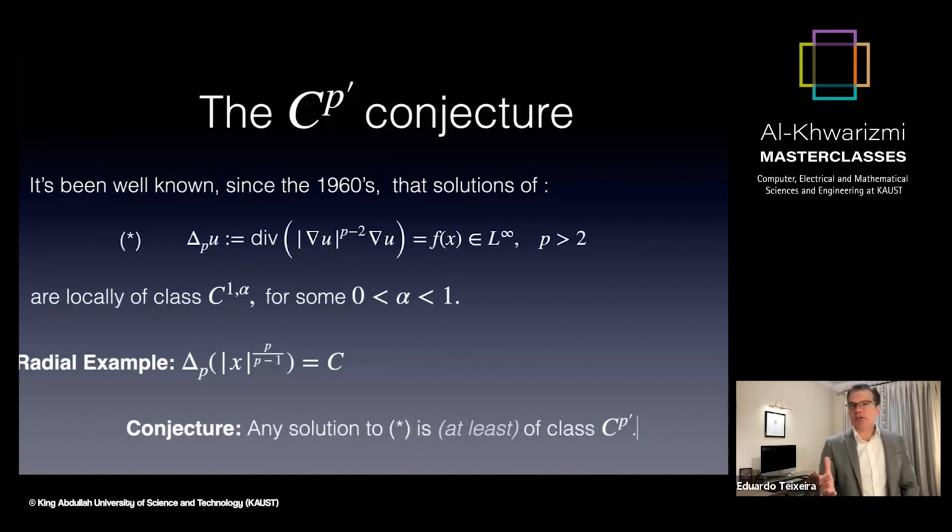So the conjecture, after much thought, and this is a conjecture since the late 60s, is that any solution to this equation should be C^{p'} regular. p' here is the dual of p, which is precisely this number p divided by p minus 1, which again is a number between 1 and 2.